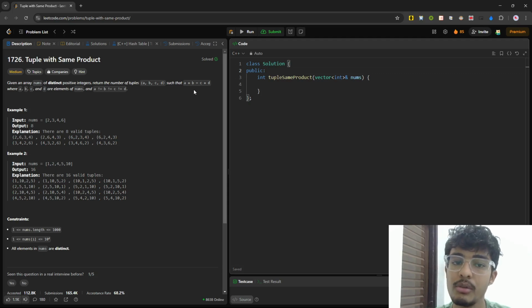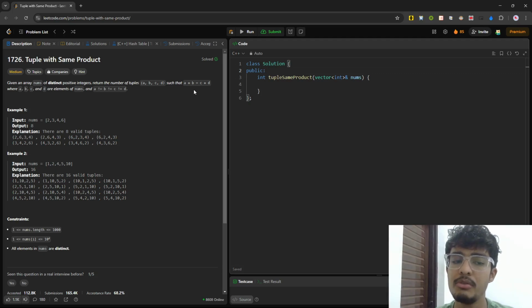Here a tuple is defined as having four elements, and the first two elements, if multiplied, will be equal to the last two elements multiplied. So if the elements are a, b, c and d, the condition should be a into b equals c into d. Now we have to find all the distinct valid tuples. Let's discuss example number 1.